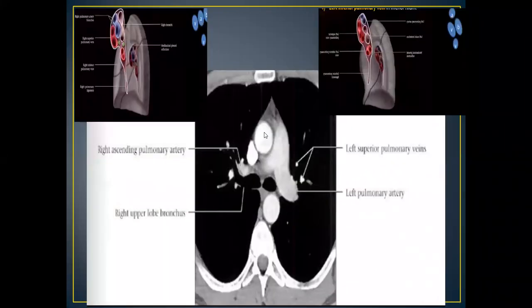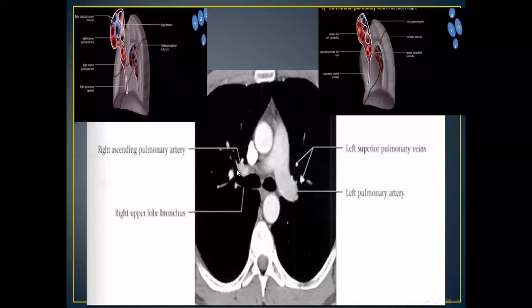Now on CT sections, we have 3 views: axial, coronal, and sagittal. On axial view, this is the right root and this is the left lung root. If we pass an axial section through the right lung root, it is formed by the right superior pulmonary vein, the most anterior one, followed by the right superior pulmonary artery.